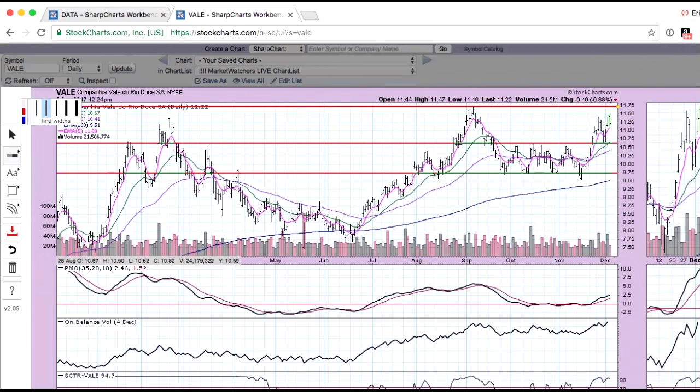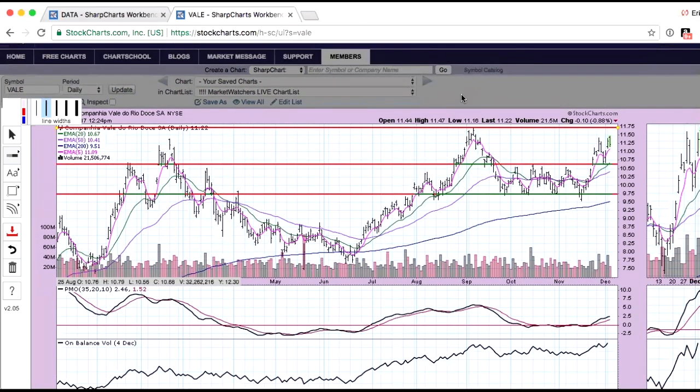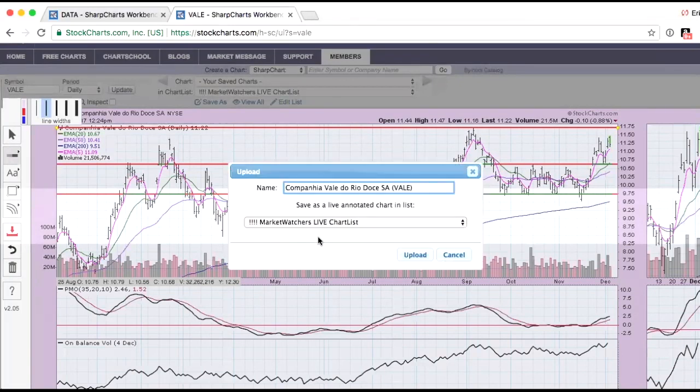So I think this one's an interesting one to look at, but for me, I would probably pass on it just because I like to have more reward potential and not as much downside risk. And I know, of course, we talk about that all the time. And I think that's a pretty good example.